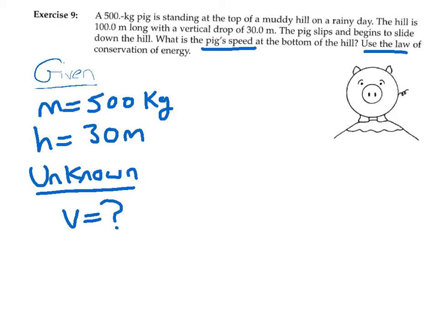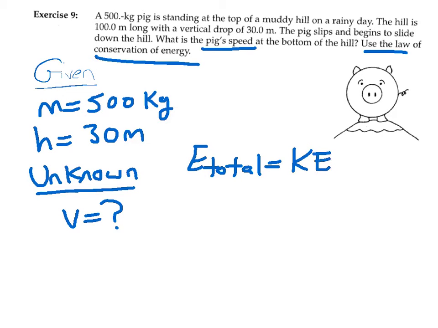Then it says use the law of conservation of energy. So that's a clue on which equation we're going to use. The law of conservation of energy says that the total energy is equal to the kinetic energy plus the potential energy. So we've got the pig at the top of a hill, in which case it's got all potential energy. Then it's going to slide down, and at the very bottom, before it stops, it has all kinetic energy and no potential.